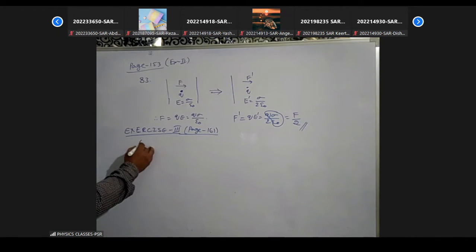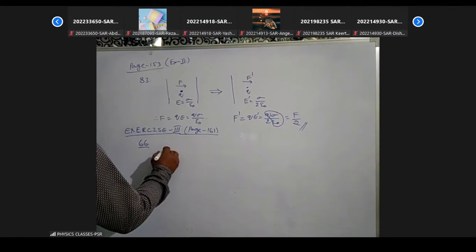Problem number 66. A parallel plate capacitor has an electric field of 10 power 5 volt per meter between the plates. If the charge on the capacitor plates is 1 microcoulomb, find the force on each capacitor plate.